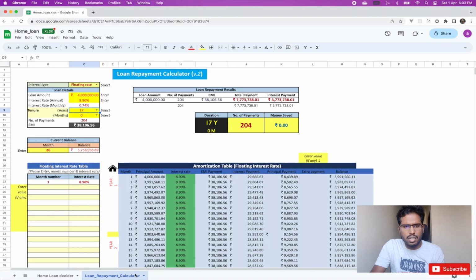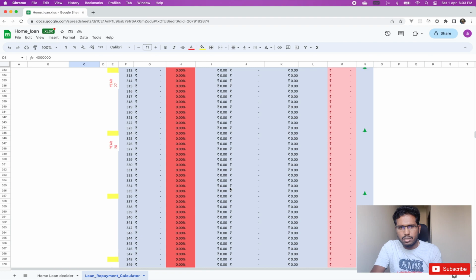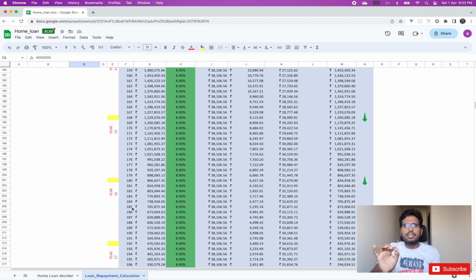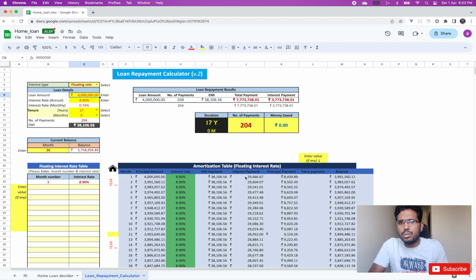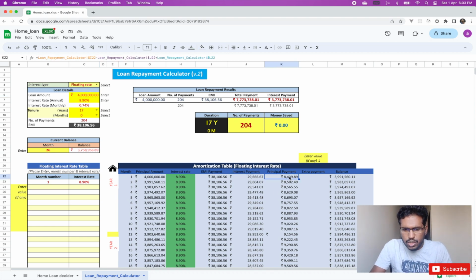Coming back to my Excel sheet, as you see, we have already entered the home loan amount, and this is the amortization table, spread across the number of years we have chosen, 17 years. So it's across 17 years, and every EMI you pay has a principal and interest component to it. The amount I'm paying is 38,000, and that gets distributed to the interest and the principal.